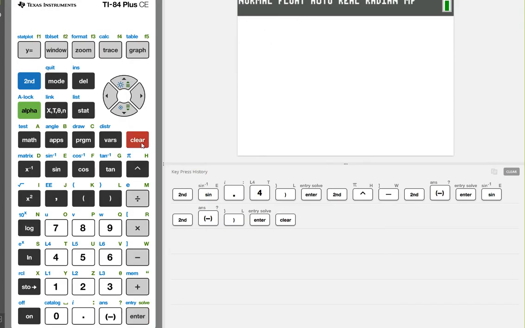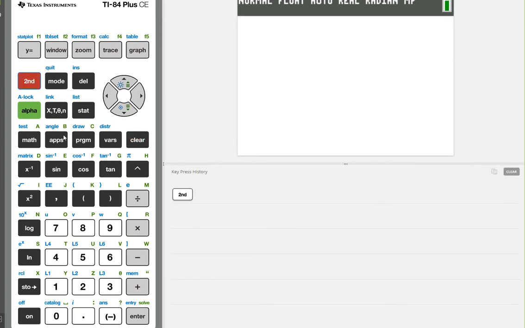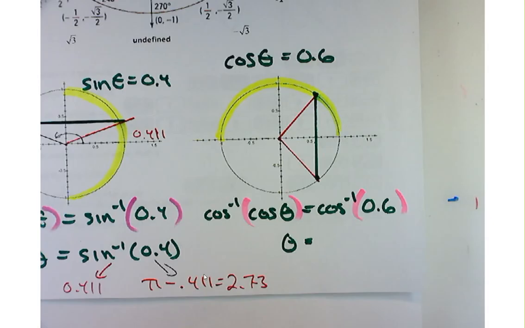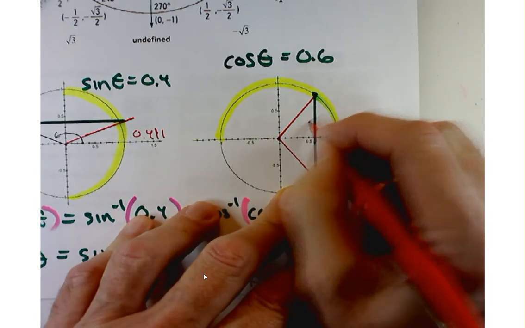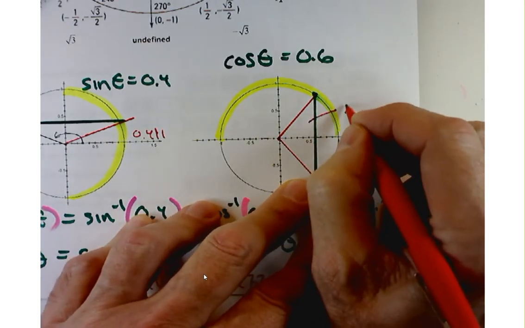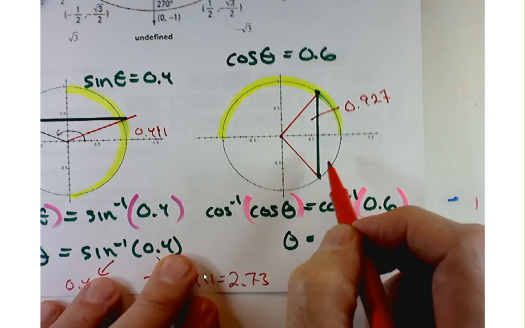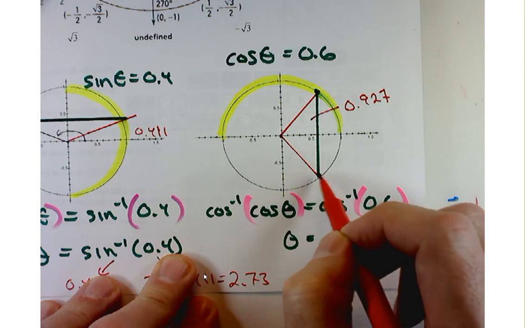So let's clear these out. Inverse cosine, 0.6. Okay, 0.927, etc. That's going to be my angle up here. 0.927. But I need to get this other angle over here.